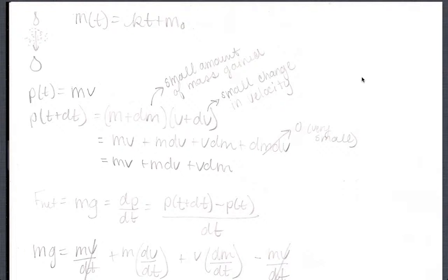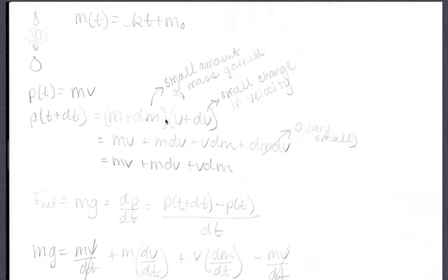I used momentum, not necessarily conservation of momentum, but momentum nonetheless. So I have that the initial momentum p at time t is just mass times velocity of the raindrop. And then after a little bit of time dt, the momentum is mass plus the small amount of mass that it gained times velocity plus the small change in velocity, which could be either positive or negative, which would most likely be negative.